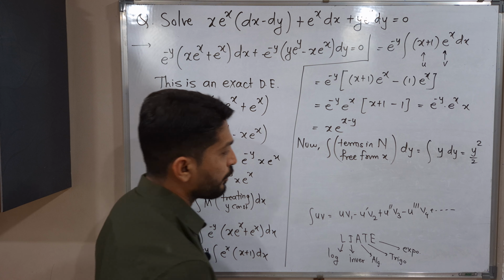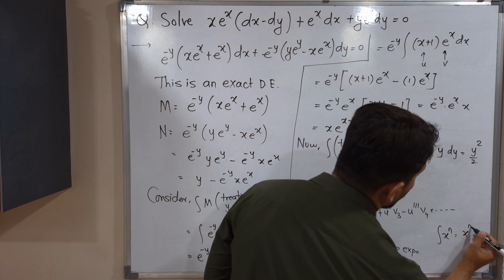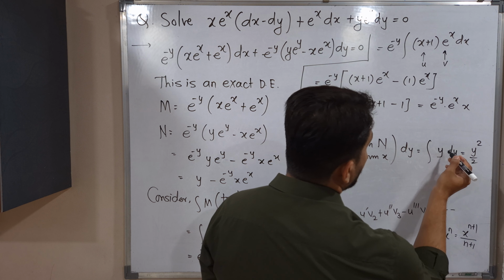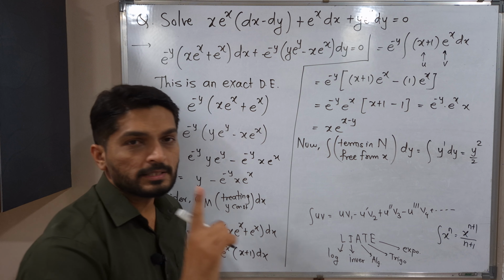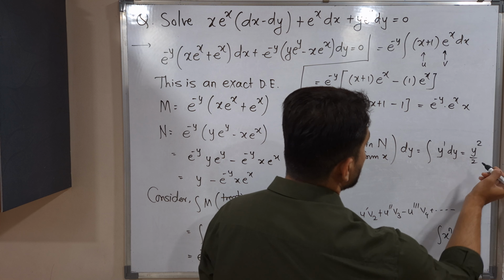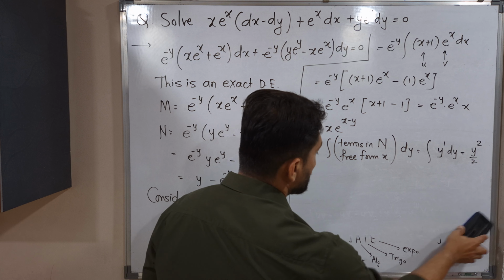I hope you know this formula. I simply followed this formula: integration of x raised to n is x raised to n plus 1 upon n plus 1. There is no power of y written, that means the power is 1. We increase it by 1. So 1 plus 1, 2, same number in the denominator. So I got it. Let me remove this part.